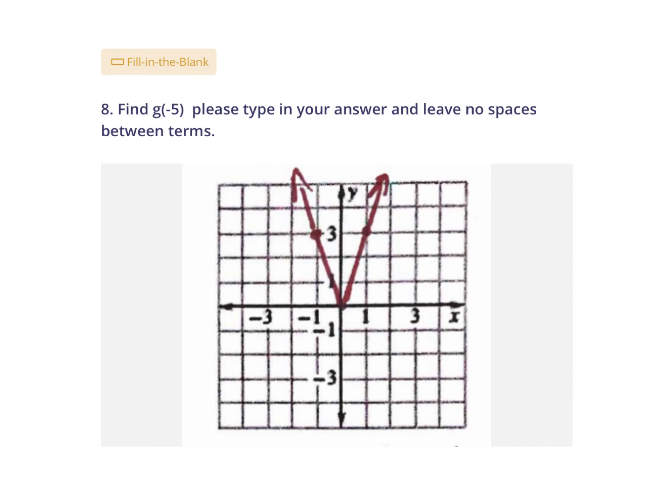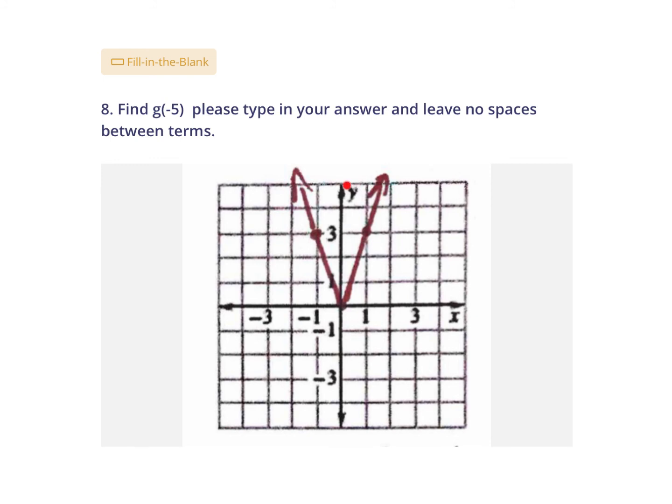This is a fun one. I like it. It says find g of -5. So we're assuming that this is the g function, right? And we want to find, this is function notation saying input the -5 into the g function to see what your answer will be.